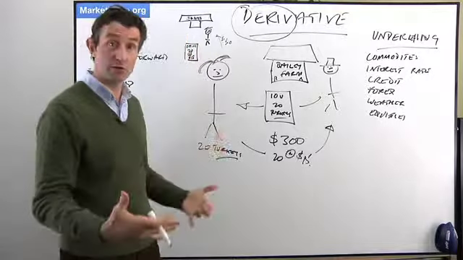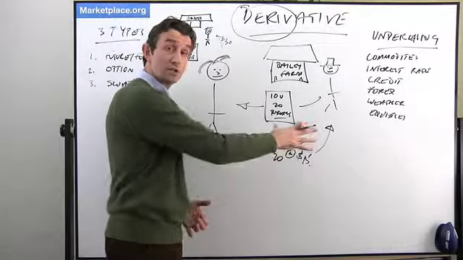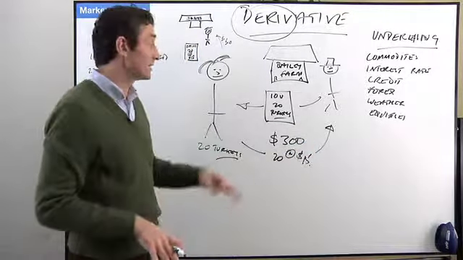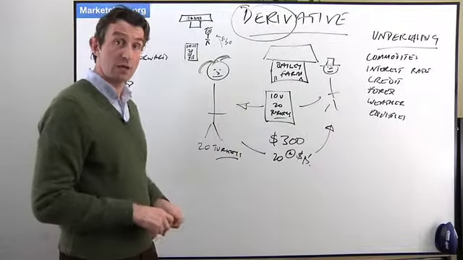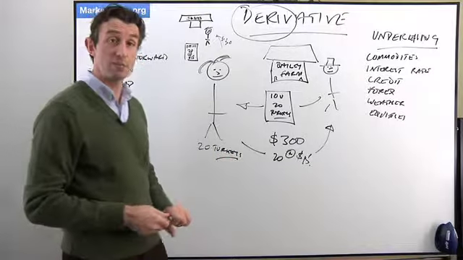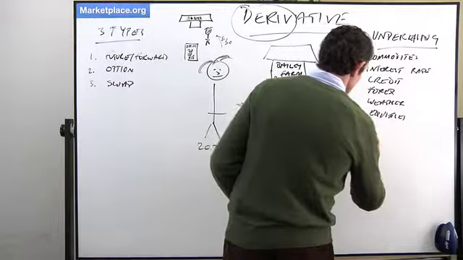But essentially, once again, a derivative is a contract that's written based on the underlying. And here's the great thing about derivatives: because of this contract, you can trade them. Derivatives are traded in two places. They're either traded on an exchange.